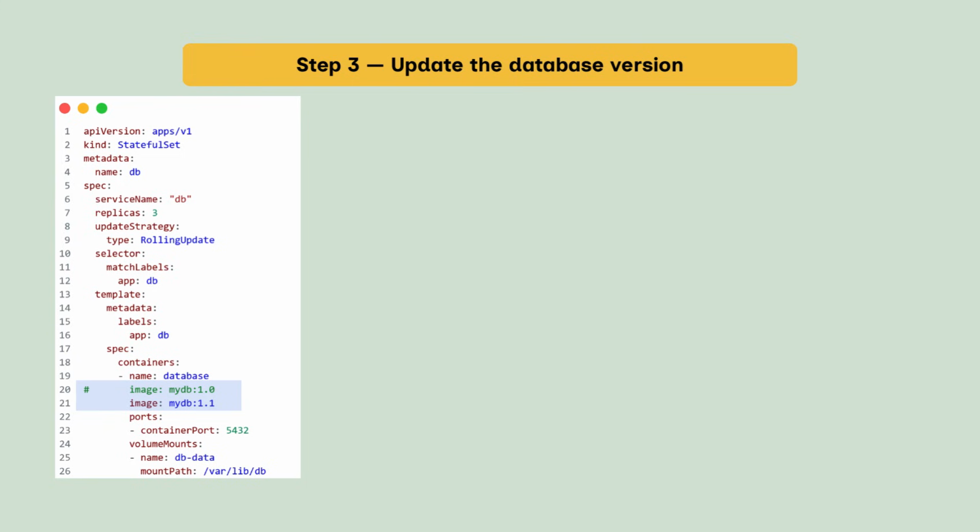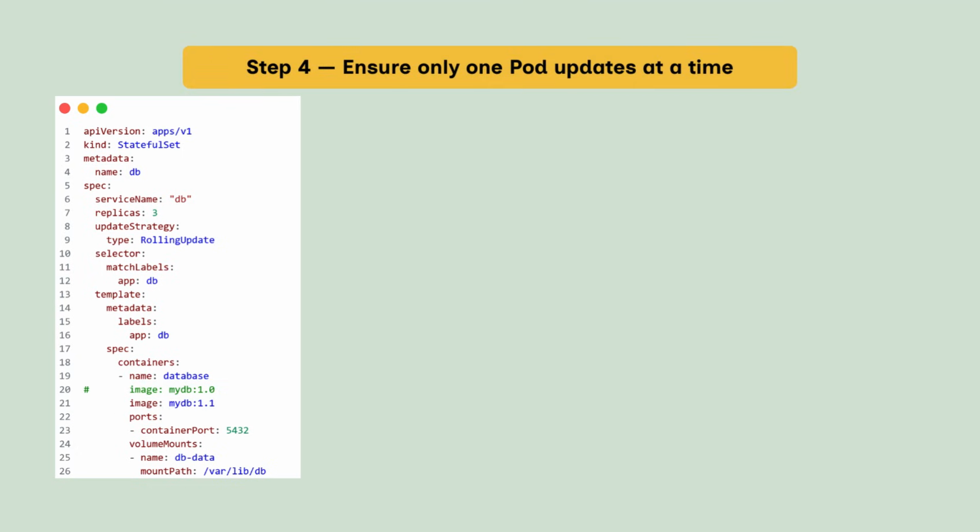Now update the database version from 1.0 to 1.1. This triggers a rolling update. Next, ensure only one pod updates at a time. StatefulSet uses ordered rolling update by default. So Kubernetes will terminate db0, recreate it with the new image, wait until it becomes ready, then move to db1 and then db2. This ensures system stability.